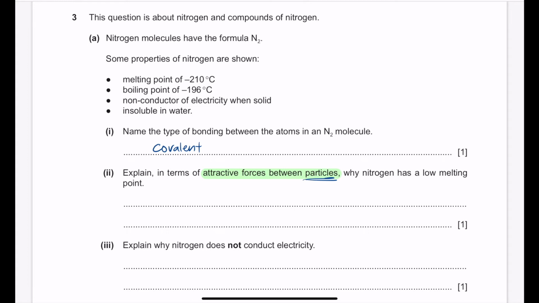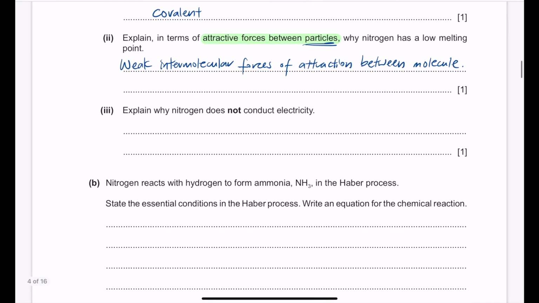Because of the weak intermolecular forces of attraction between the particles. What are the particles present in a covalent compound? It is molecules. Why does nitrogen not conduct electricity? Non-metals have no free moving ions or electrons. It doesn't contain any of these. So this is the reason why non-metals cannot conduct electricity.